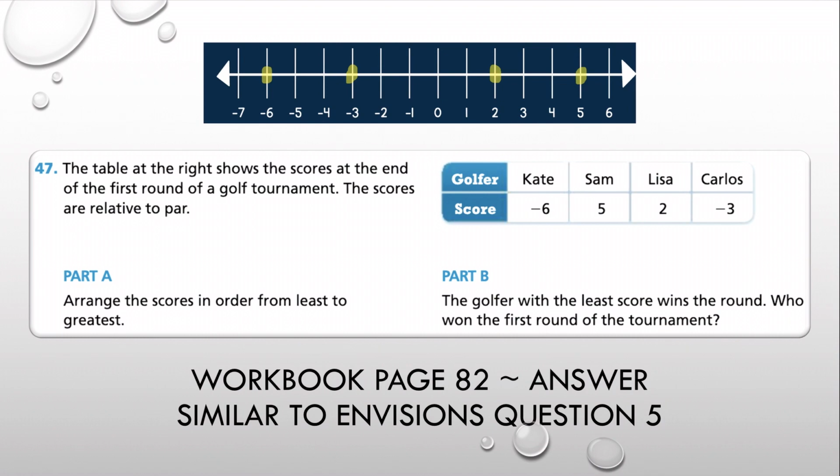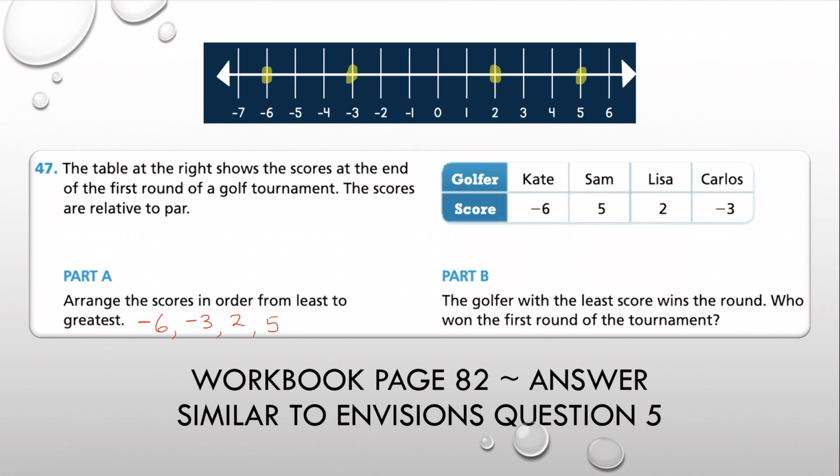So in order from least to greatest means from left to right. So that's going to be -6 first, then the -3, then the 2, and then the 5. So that would be the scores in order from least to greatest, because as you look at this number line, the one that's furthest to the left is the -6, followed by the -3, followed by the 2, and then the 5. For part B, the golfer with the least score wins the round.